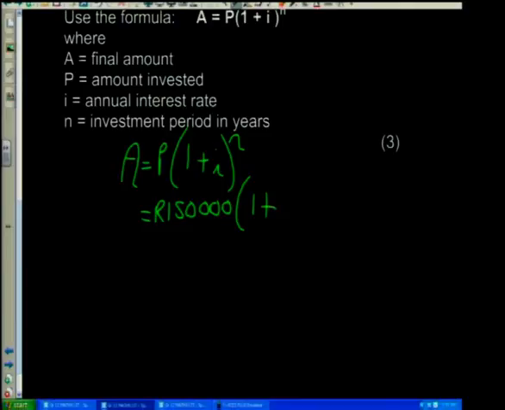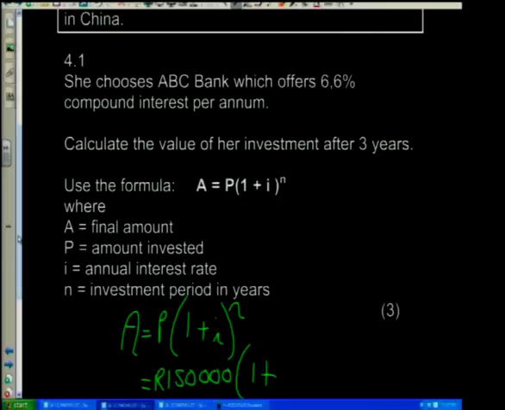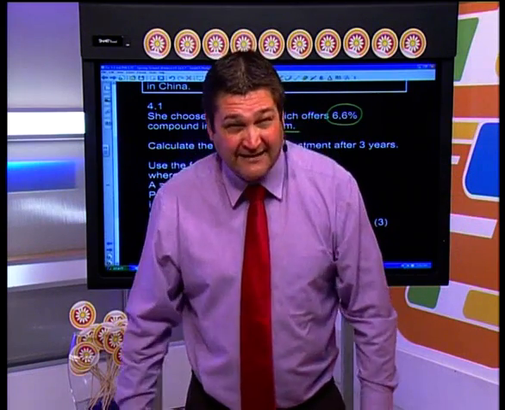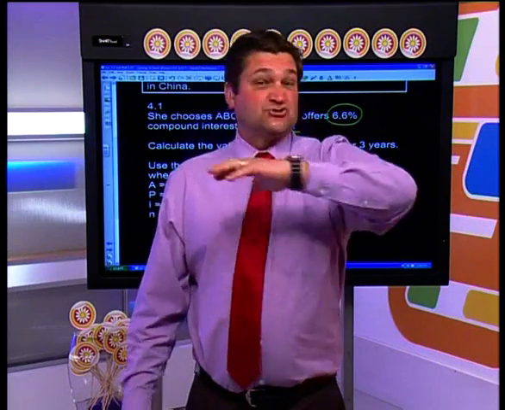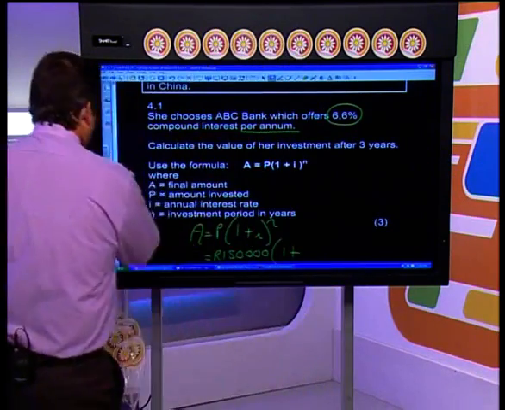What is my interest rate? Let's have a look at it. It's 6.6% compounded interest per annum. In other words, there's no compounding quarterly like in the competition question, and no compounding monthly like you would probably get in a paper too. This is just straightforward, guys, 6.6%. So let's write that down.